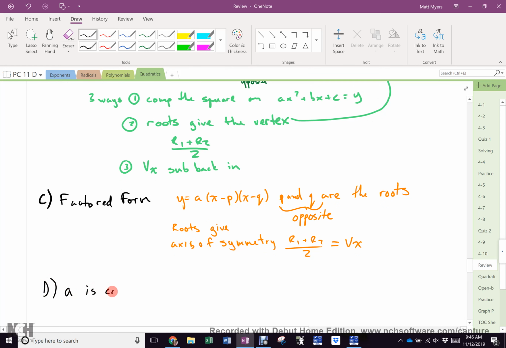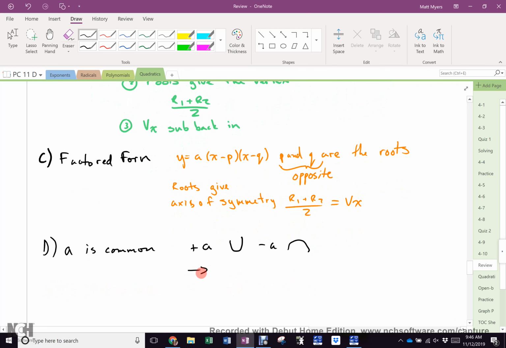A is common. What do we know about A? Positive A means what? That. Negative A means what? That. If I move that way x, how far up do I go with a positive A? A times x squared. If it's negative A and I move that way for x, how far down? Negative A times x squared. Yes? How do I find A?